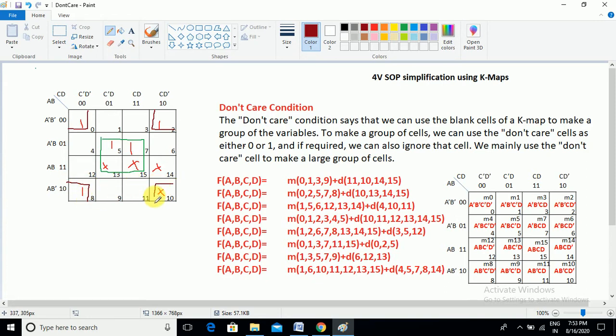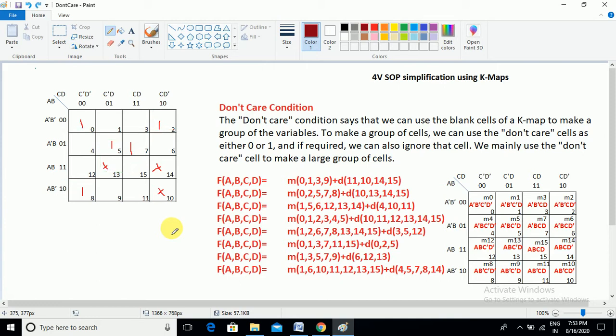Now which don't care cell is included in our group? The 10th one. In this group, 10 is converted into a 1 min term, and 14 is not utilized anywhere because we are not using it for any grouping. We just leave the 14th one. Out of 4 don't care cells, we have utilized 13 and 15 for one group and 10 for another group, the corner cell grouping. So this is about the second problem.